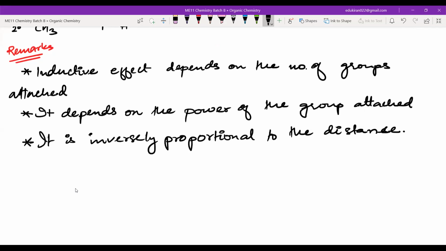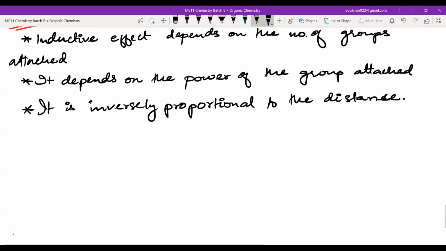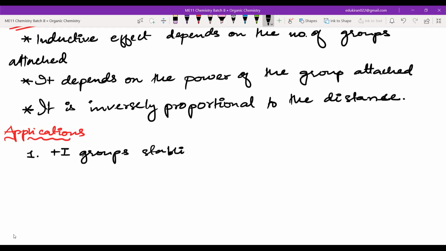Now let us write about the applications. So first is the application on the stabilities, right? Stability of intermediate. So in application, you can first of all write plus I groups stabilize cations. Okay, that means plus will stabilize plus. If you have cation, that means plus charge. So plus will stabilize plus.